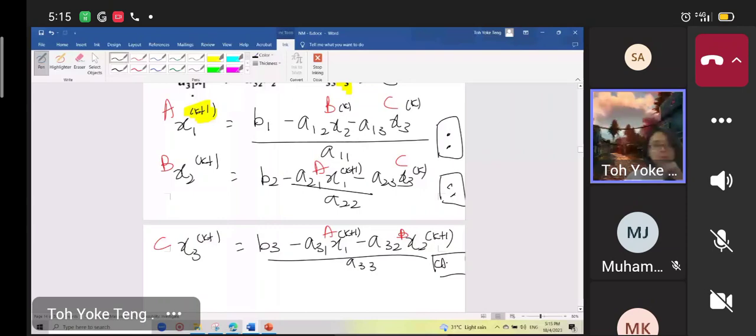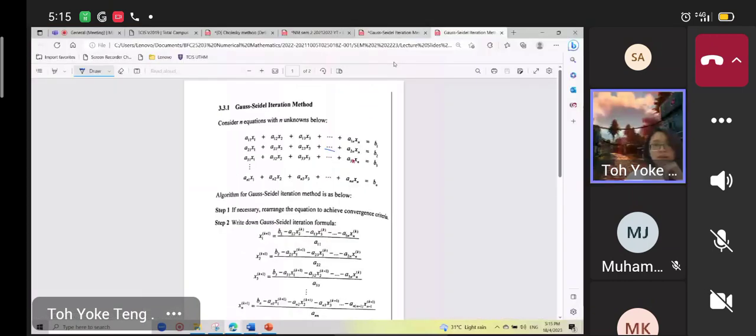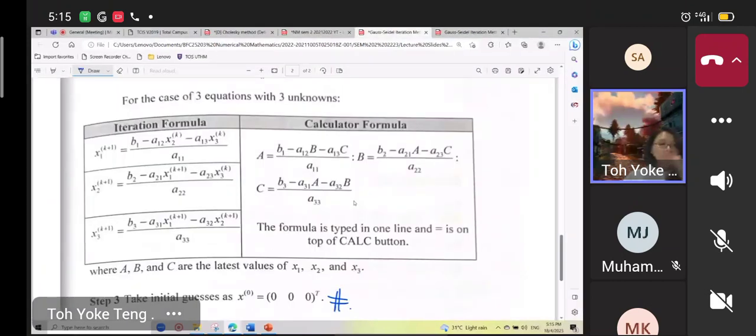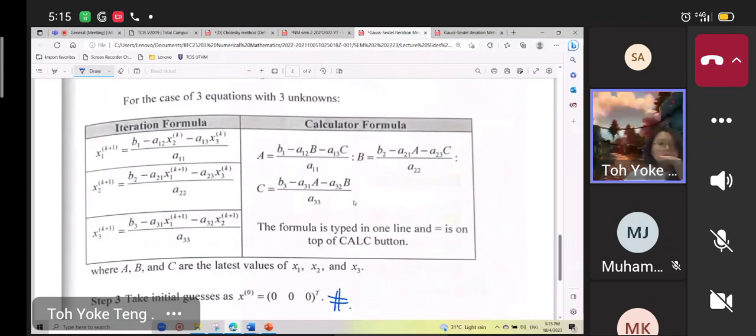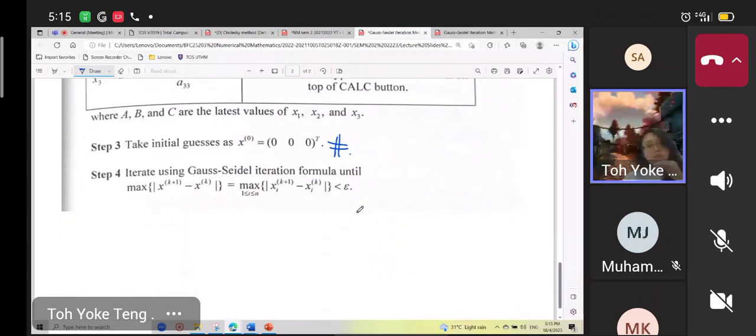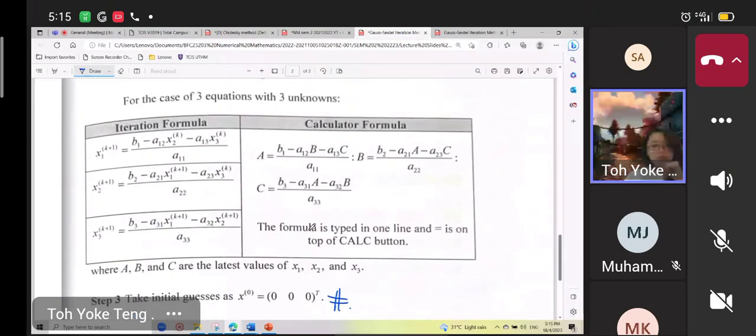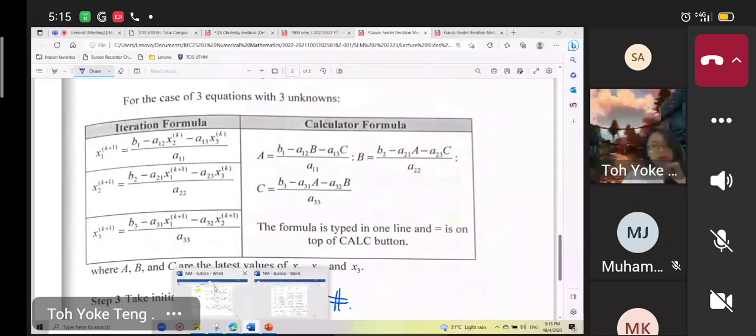Another thing, wait a while. Maybe just now I didn't mention it. For the Gauss-Seidel iterations, we use the initial guess as 0, 0, 0. That means the top value at here, we just assume it as 0, 0, 0 to proceed the calculations, and then the stopping criteria I discussed with you already. So these two are the important things as refers to here.